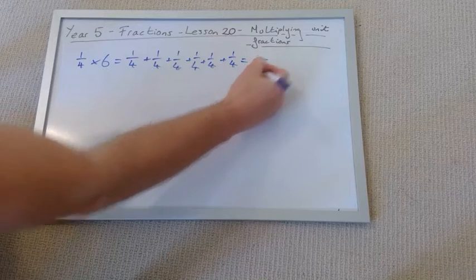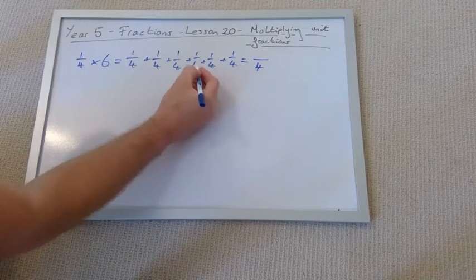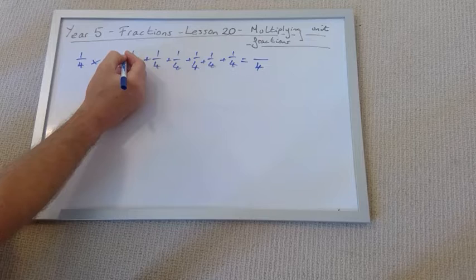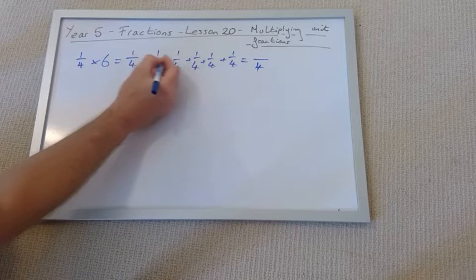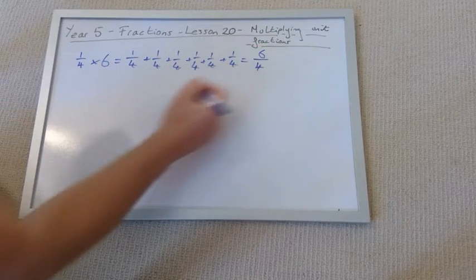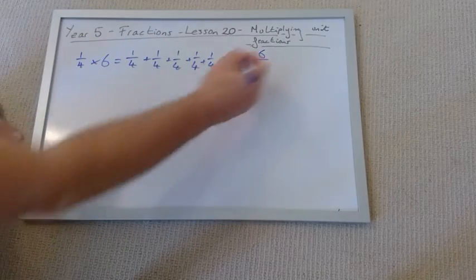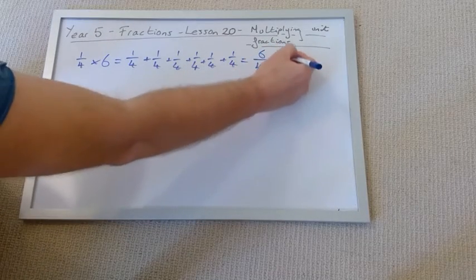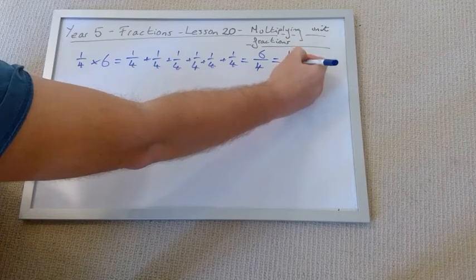When we solve this, our denominator stays the same. Numerator is the only number that changes. 1, 2, 3, 4, 5, 6. 6/4. That's an improper fraction. I convert it. I know 4 divides into 6 one whole time, and there is 2/4 left.